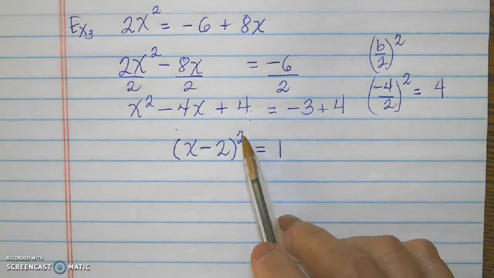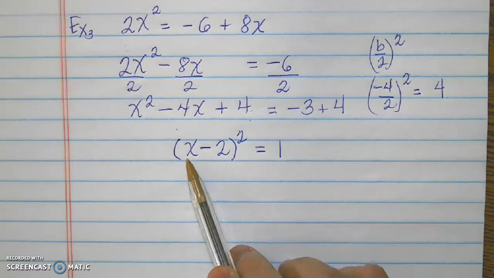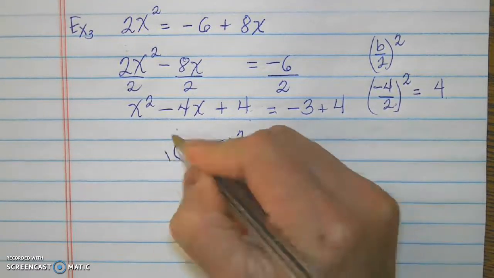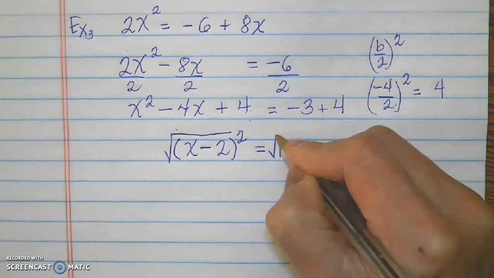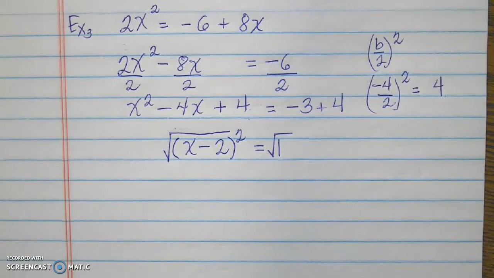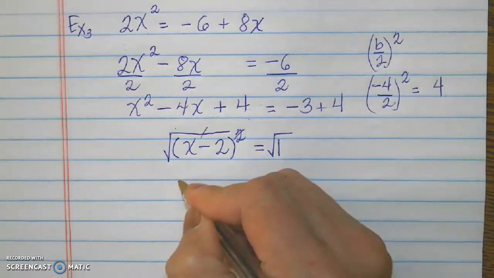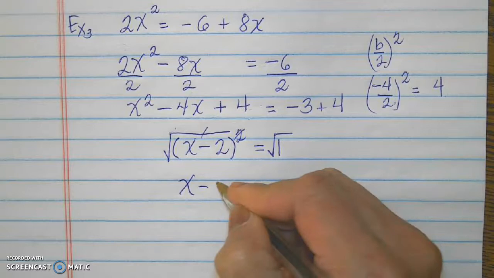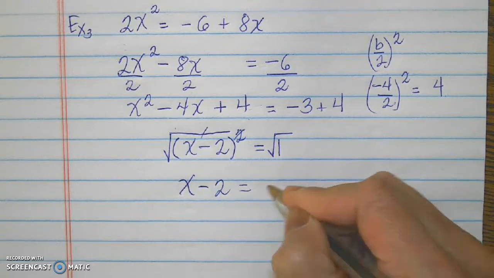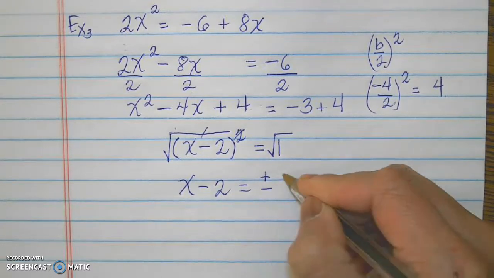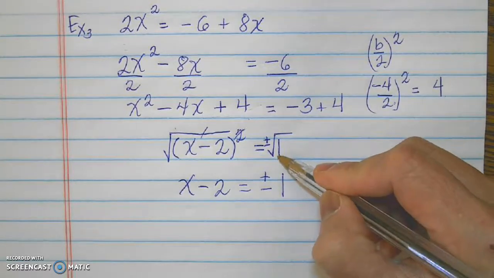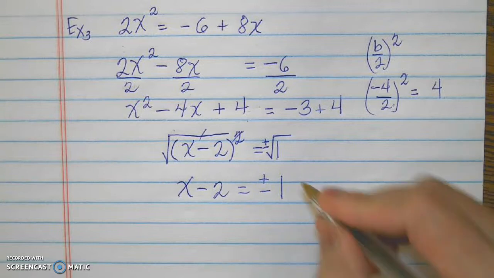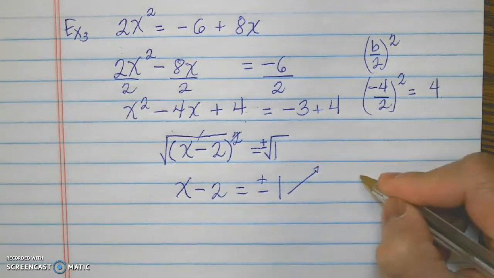Now to remove the squared so we can solve for our x and isolate our x, we need to put this whole expression under the radical sign. Whatever you do on the left, you do on the right. So this will now be gone, and that will now be x minus 2 equals plus or minus 1, because this is plus or minus right here, and the square root of 1 is a 1. So now you have two possible answers.